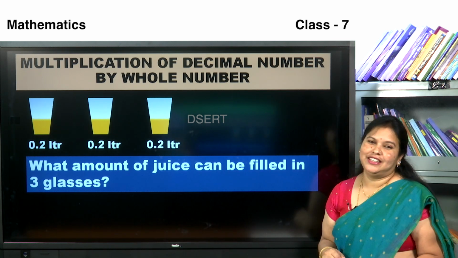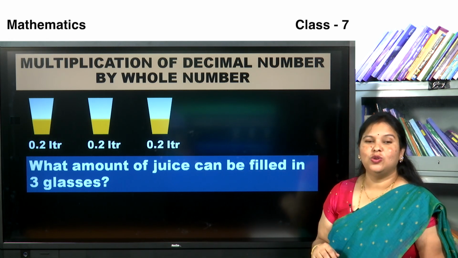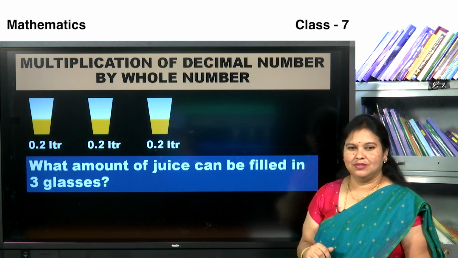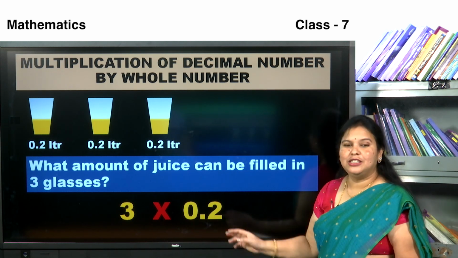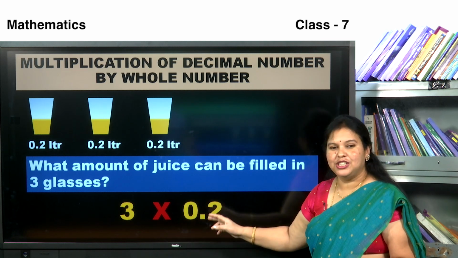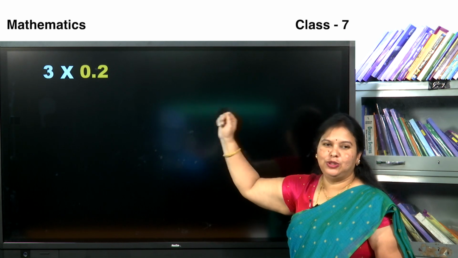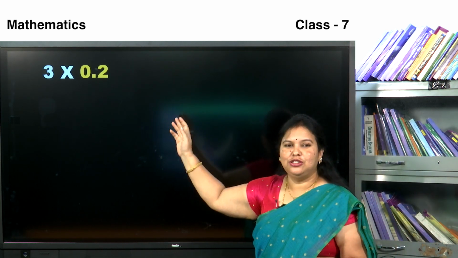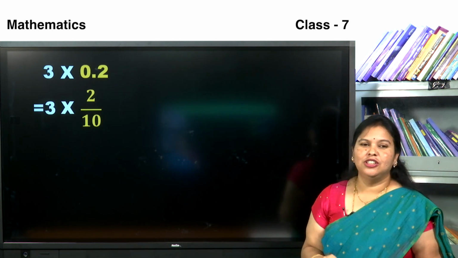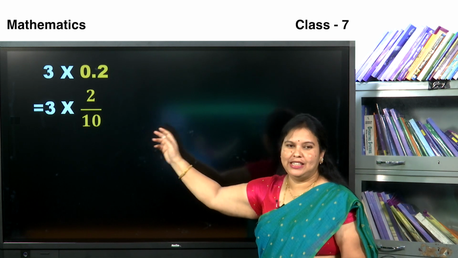You know already that multiplication is the simplest form of addition. So, now we will try in that way. 3 into 0.2, that means 3 times of 0.2. To multiply this, we have to first convert the decimal into a fraction. That is nothing but 2 by 10. So, it could be written as 3 into 2 by 10.